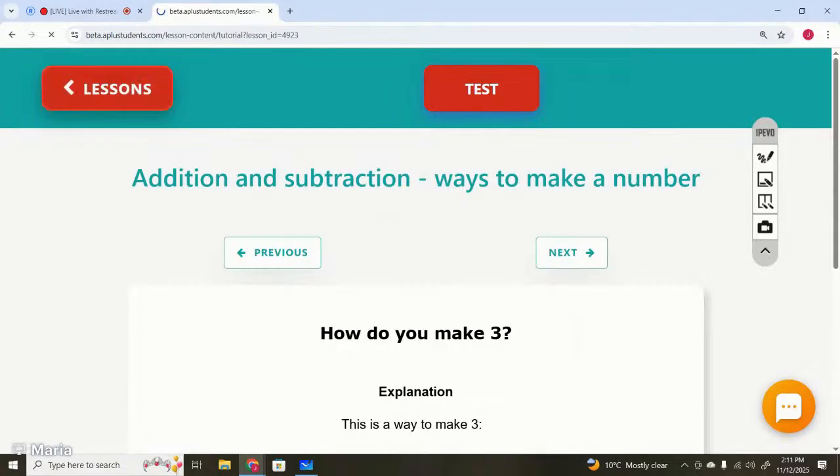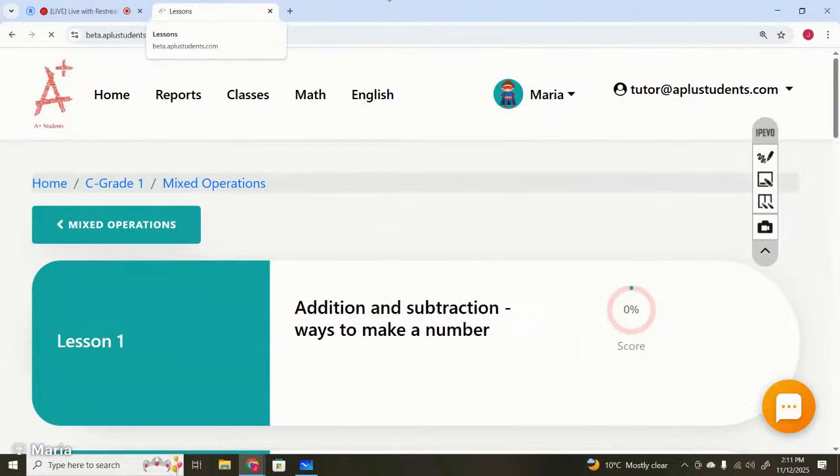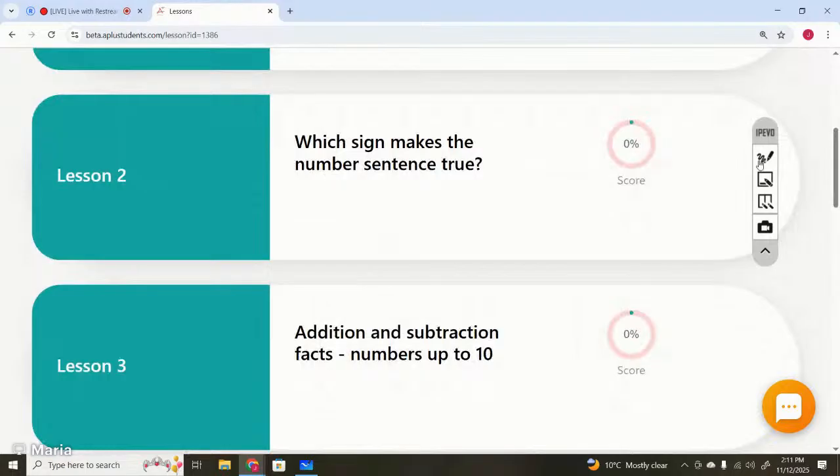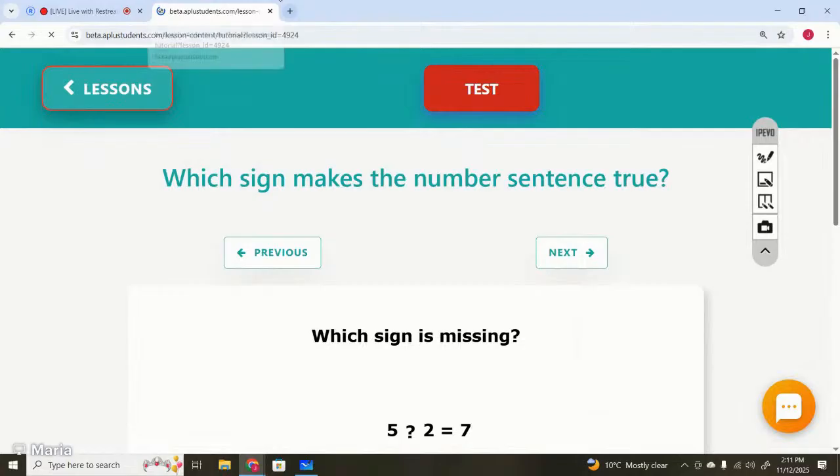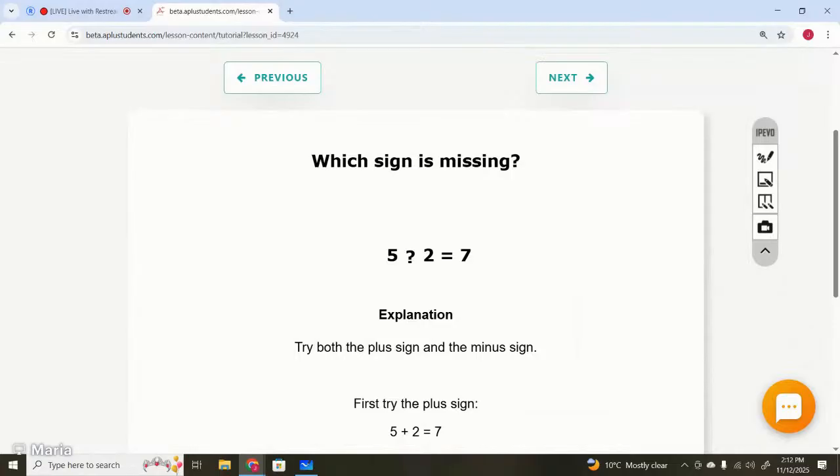The next lesson is which sign makes the number sentence true? Which sign is missing? You need to put a sign over here. If we add 5 and 2, that makes 7, or if we subtract, that makes 7.